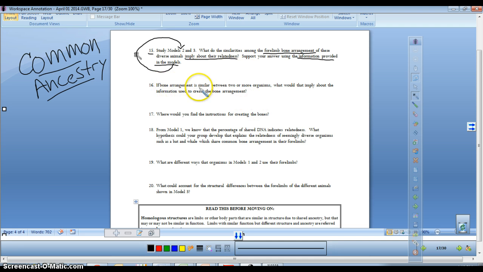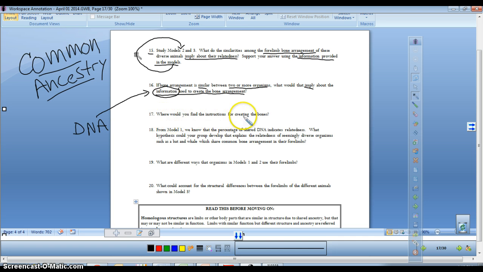If bone arrangement is similar between 2 or more organisms, what would that imply about the information used to create the bone arrangement? Information. Remember from Model 1? What, the video I just finished? Well, that you just saw, maybe? What information are we talking about there, everybody? That's right, DNA.